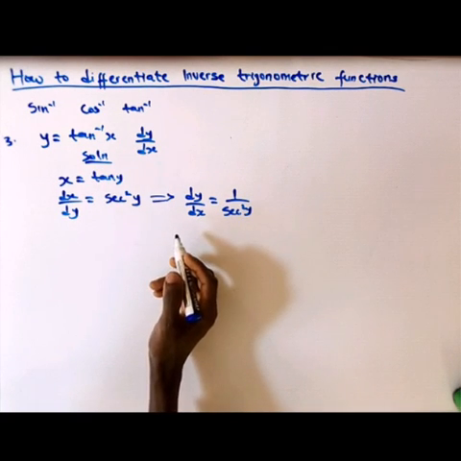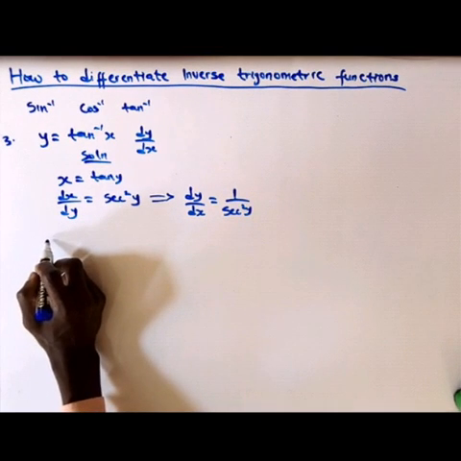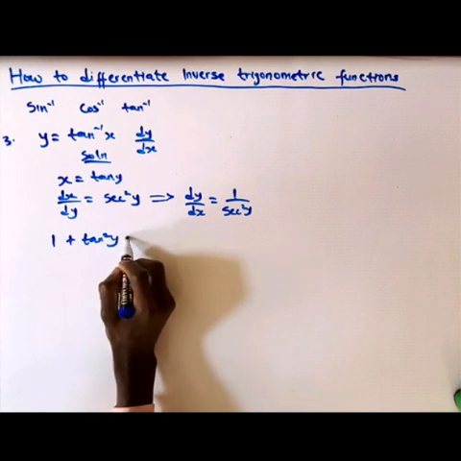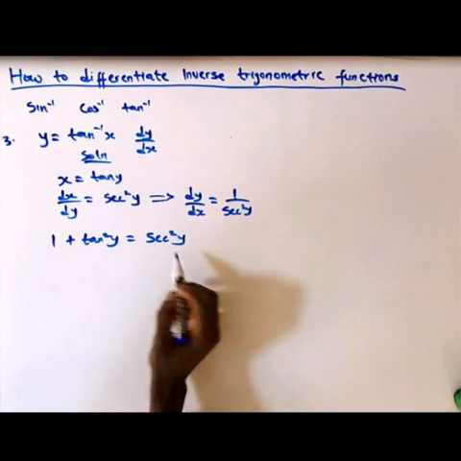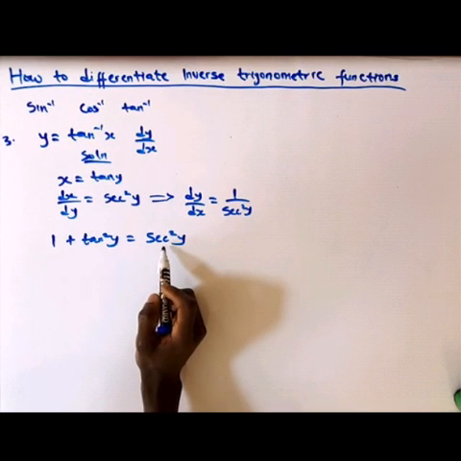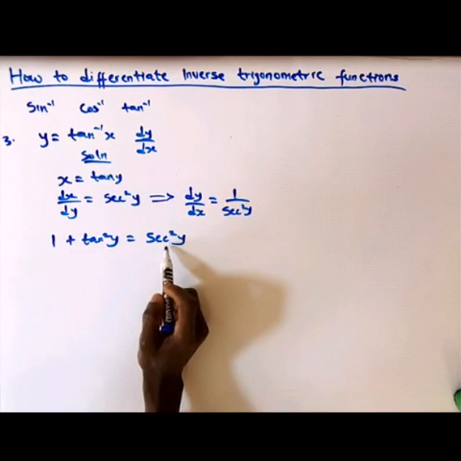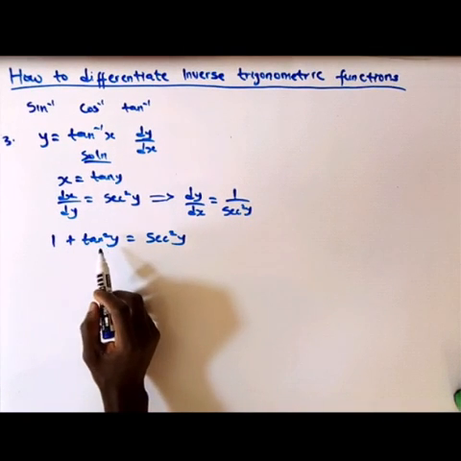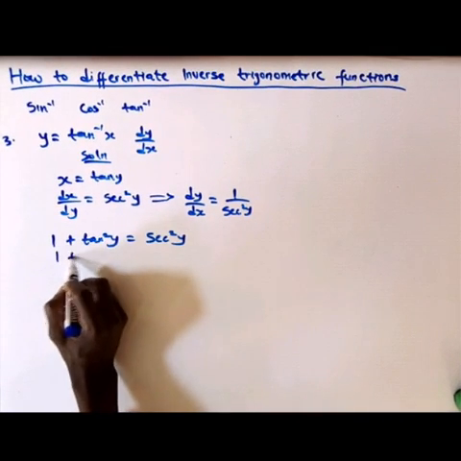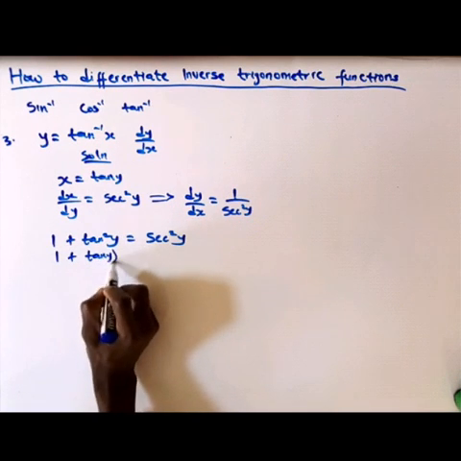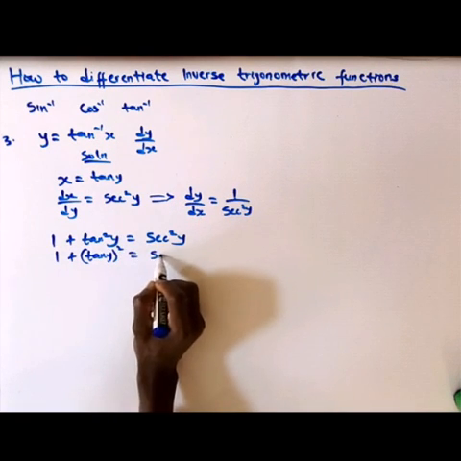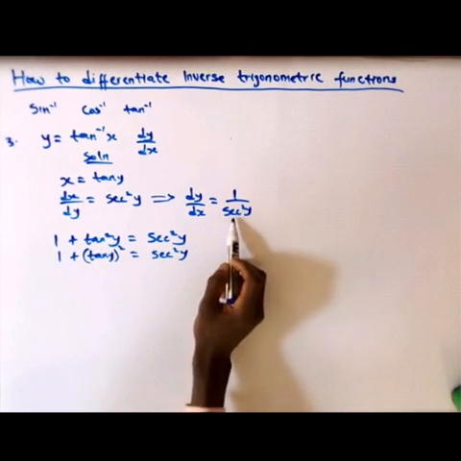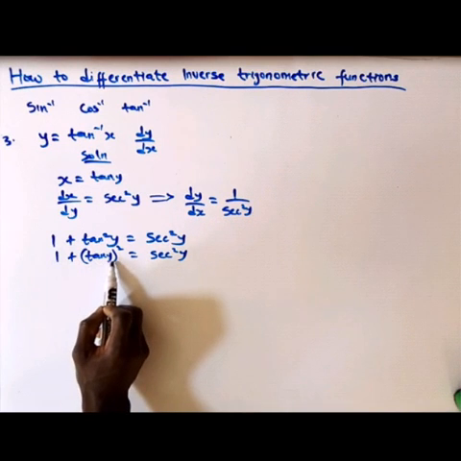Recall from our knowledge of trig identity, we know that the second trig identity is 1 plus tan square y equal to sec square y. So that means wherever I see sec square y, I can replace it with 1 plus tan square y. This can be written as 1 plus tan y all squared is equal to sec square y. So whenever we see sec square y, we can write in this place 1 plus tan square y.